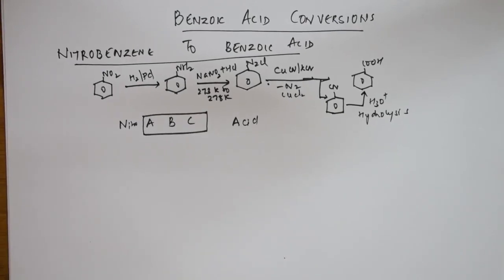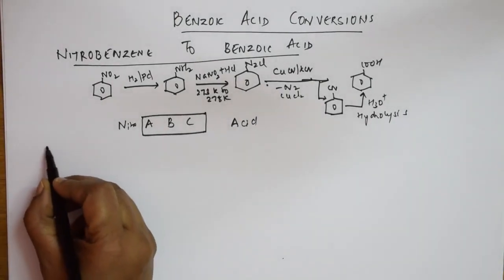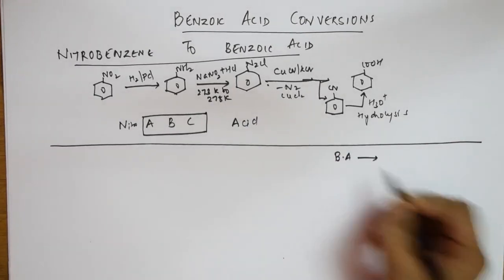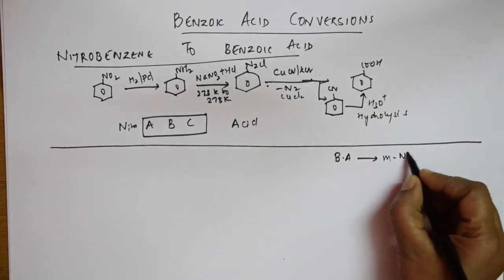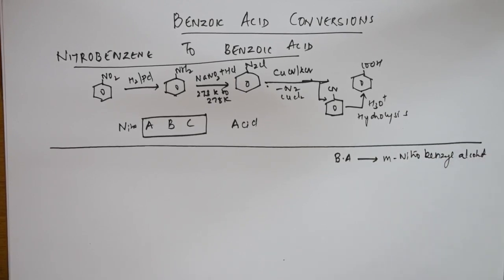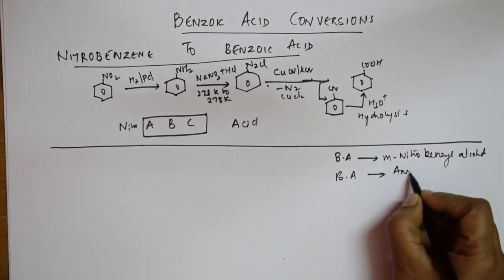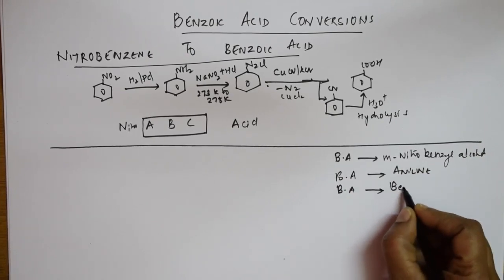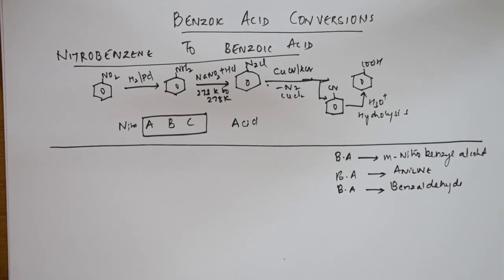Let's come back and see the next type of reactions. Now what are we going to do? We are going to study all the conversions of benzoic acid. Now what are the different conversions you have for your prescribed syllabus? Let me write. Benzoic acid converting into, they may ask you a combination of meta nitro benzyl alcohol, or they may ask you to convert benzoic acid into aniline, or into benzaldehyde. This is what they're going to ask you, the maximum number of combinations.